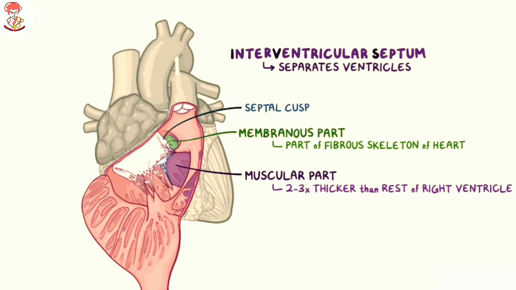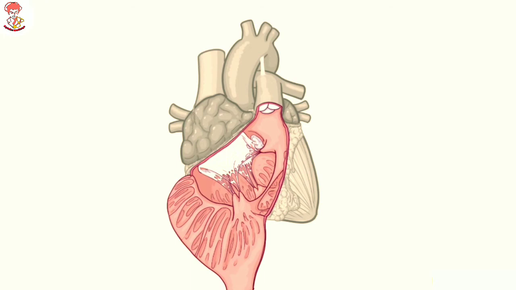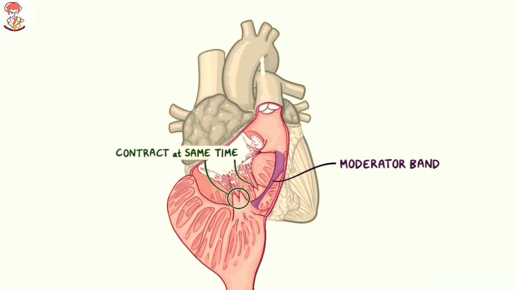On the right side of the IVS, the septal cusps of the tricuspid valve attach to the middle of the membranous part. Finally, in the right ventricle, there are also muscular bundles that cross from the inferior part of the IVS to the base of the anterior papillary muscle. This is called the moderator band, and it helps the right ventricle contract properly by making the anterior papillary muscle contract at the same time as the other two papillary muscles.